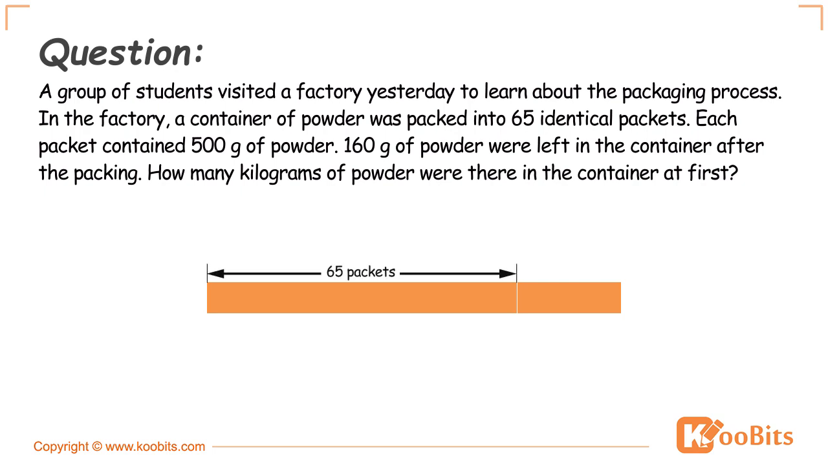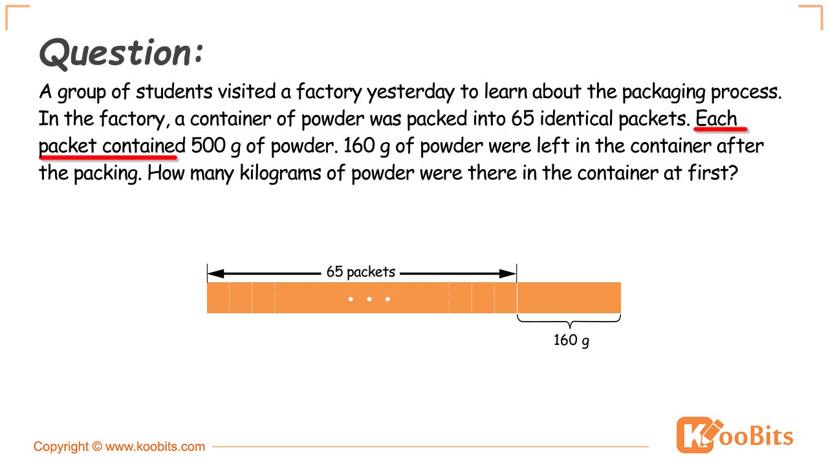One part of the diagram represents the total mass of powder that was packed into 65 packets. The other part represents the remaining 160 grams of powder left afterwards. Now, let's look at the part of the diagram representing the 65 packets of powder. Let's divide it further into 65 small parts. Each small part represents the mass of one packet.